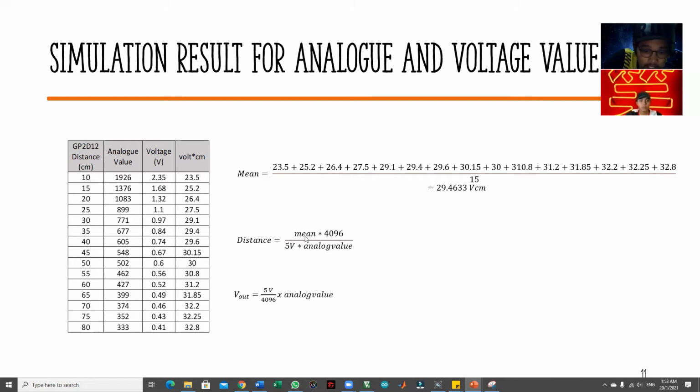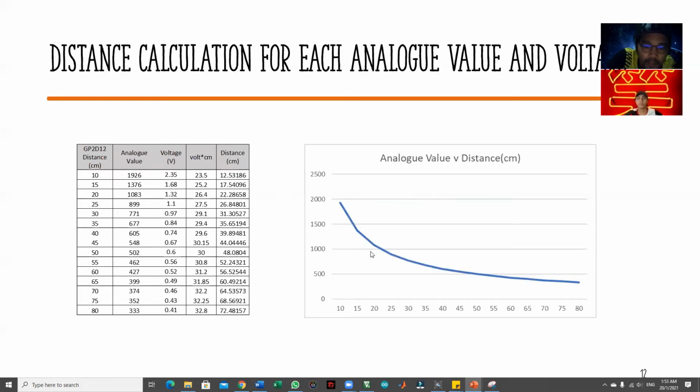So this is the distance. I mean the mean value were times by 12 bit and divided by 5 volt times analog value. So the Vout will be 5 volt times analog value divided by 4096. So this is the graph which is matched with the sensor on the Sharp manual of the GP2D12.